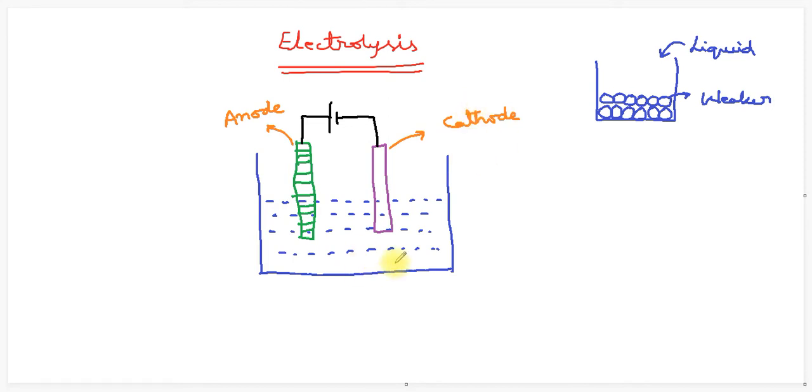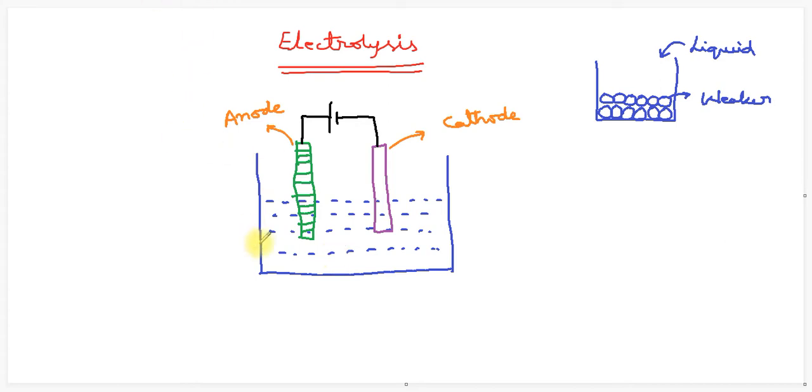Now what exactly happens? First, we have taken some material and dissolved that material into a liquid. Then the bonds among them are weaker, and now finally we are applying the electricity also. So because of this electricity, what will happen? This electricity is sufficient to break them into ions.